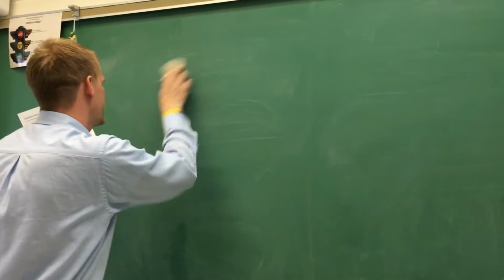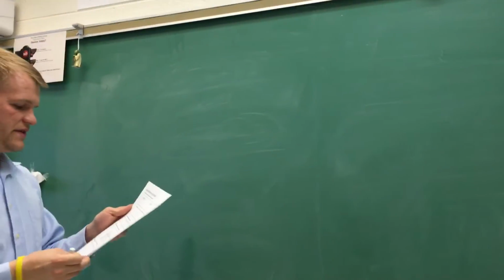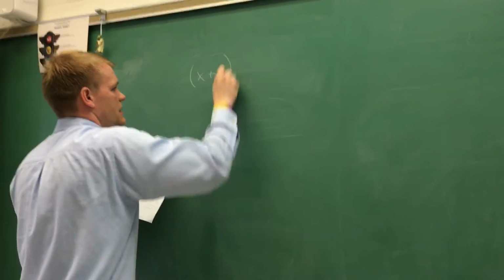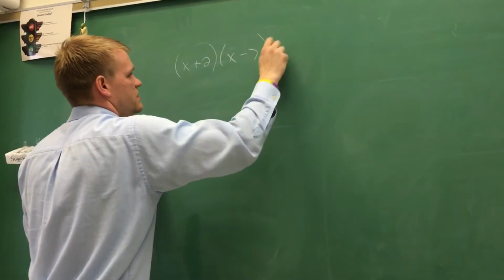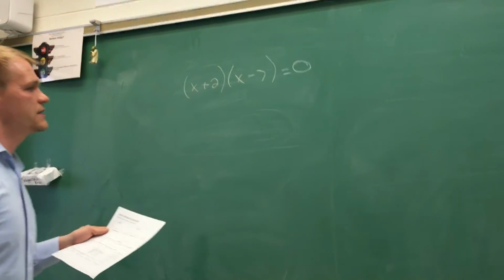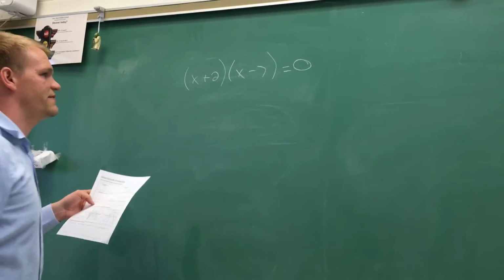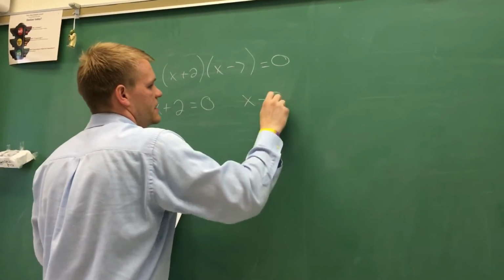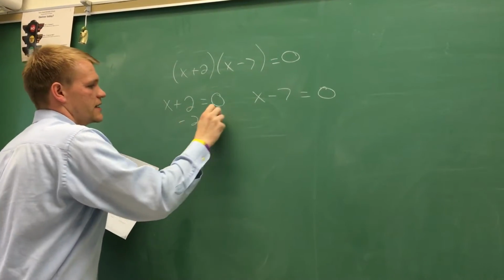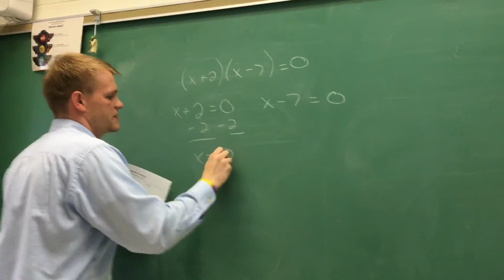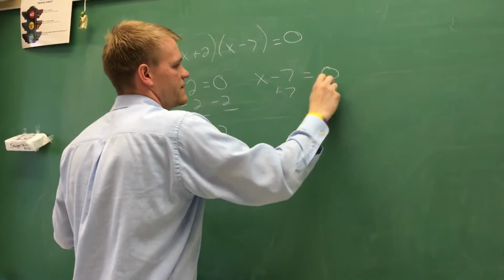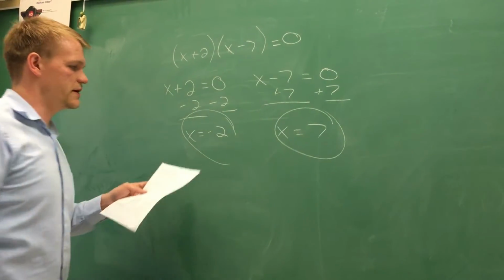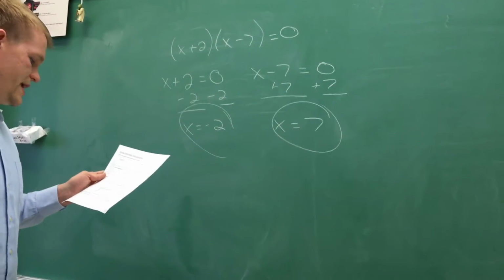Moving on, I'm not going to do every single problem. I'm going to try to hit one of every type though. Number 5 says x plus 2 times x minus 7 equals 0. So when I get to this point, I just set my factors equal to 0. So I do x plus 2 equal to 0, x minus 7 equal to 0, subtract 2, and I get x equals -2. This is going to be add 7, add 7. So my solutions for this quadratic equation are -2 and 7.